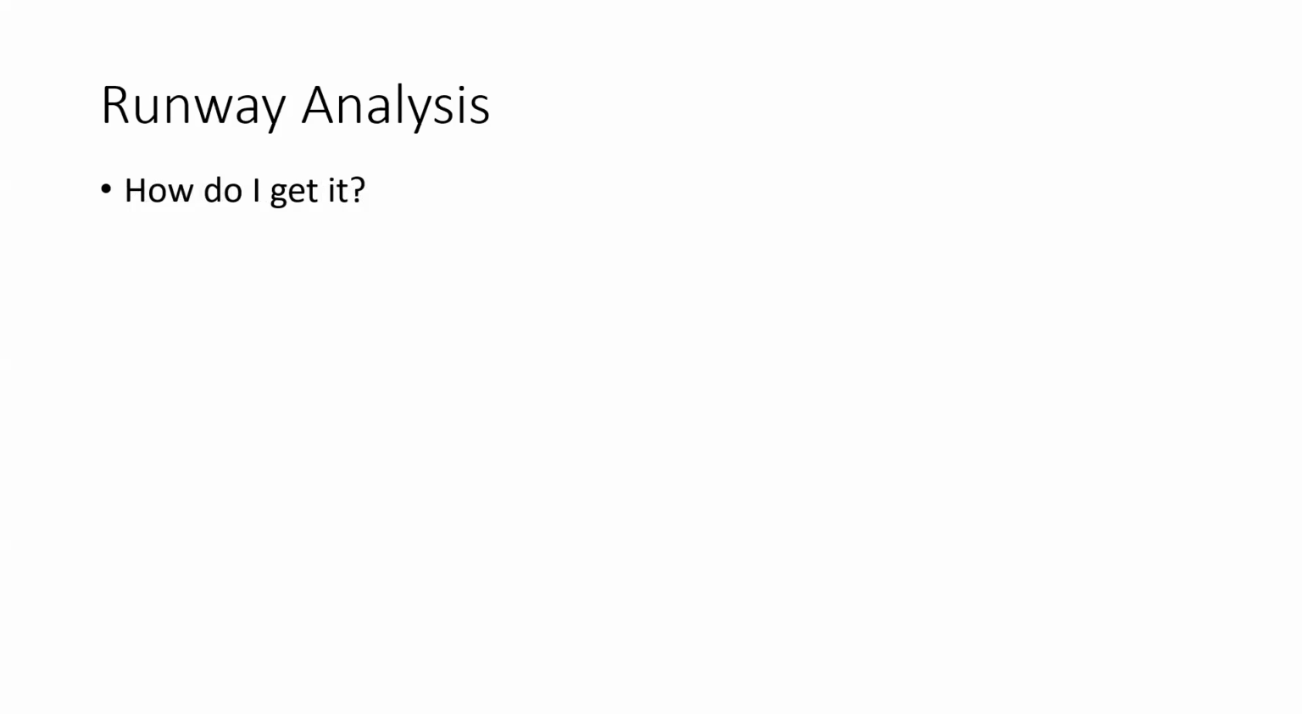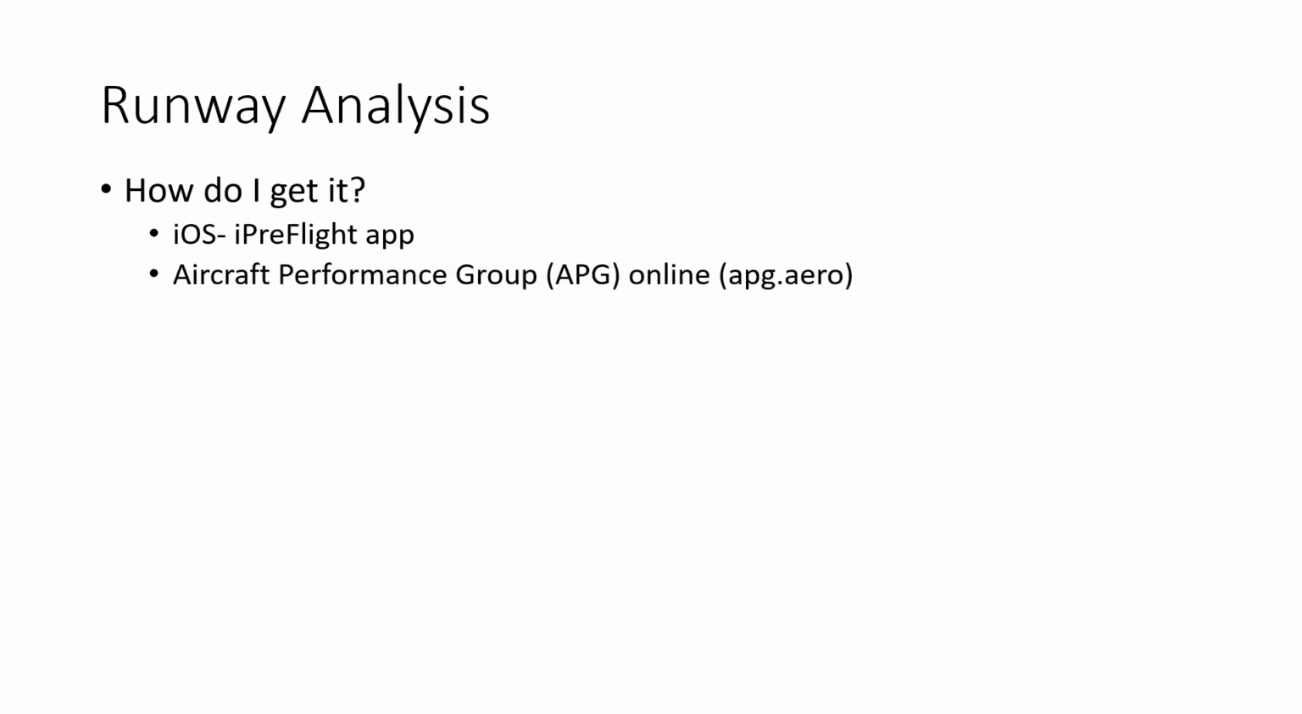How do we get runway analysis? At the present time, there's only one retail commercial vendor of runway analysis for general aviation, which is called the Aircraft Performance Group. They make an app. They actually have a newer version of their app, but the older one is still supported, called iPreflight. They also have an online portal, apg.aero. They provide the runway analysis through third-party flight planning vendors. So ARINC, Universal, Honeywell, some of the big names in flight planning software, as well as flightplan.com. All of these are utilizing the same engine and the same software made by the Aircraft Performance Group.